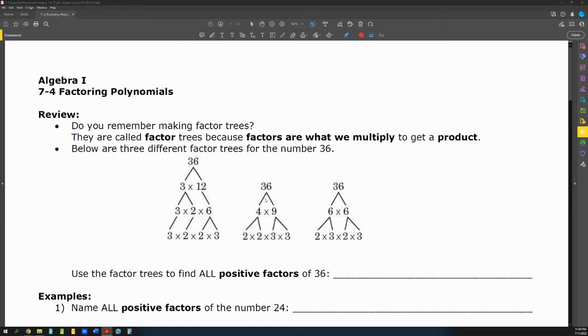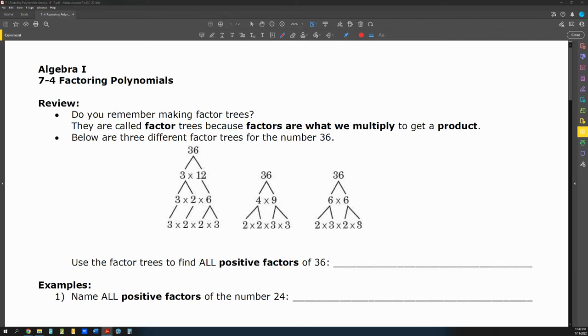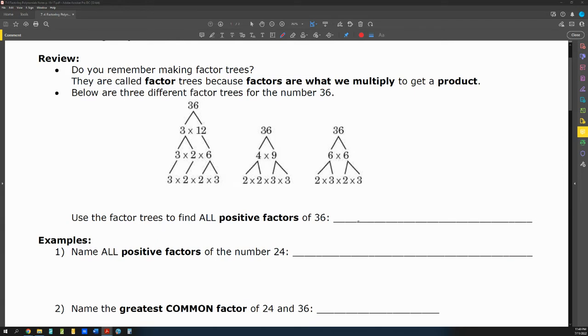We can also find factors of 36 as 4 and 9, or 6 and 6. Okay? So let's use this factor tree to find all of the positive factors of 36. We'll start with 1 and 36. We know that 1 times anything is just itself, so 1 and 36. 2 divides 36, and so that factor pair is 18. 3 divides 36, and that factor pair is 12. 4 divides 36, and that factor pair is 9. And finally, 6 divides 36, and its factor pair is 6.